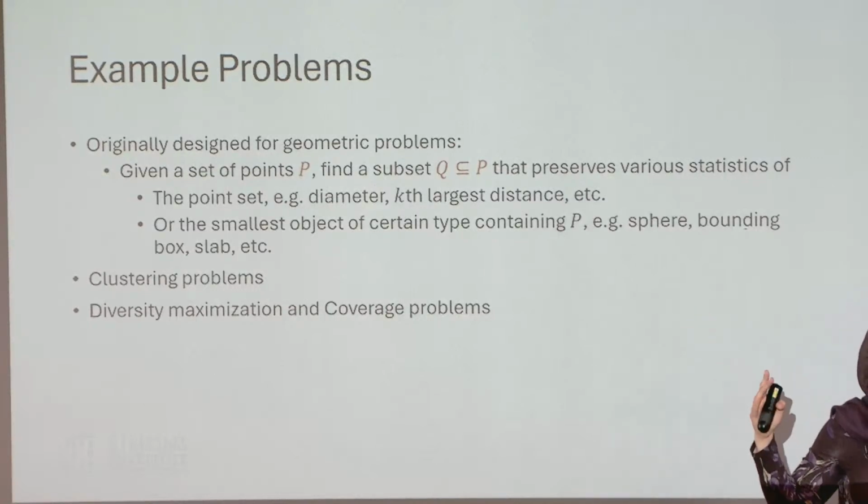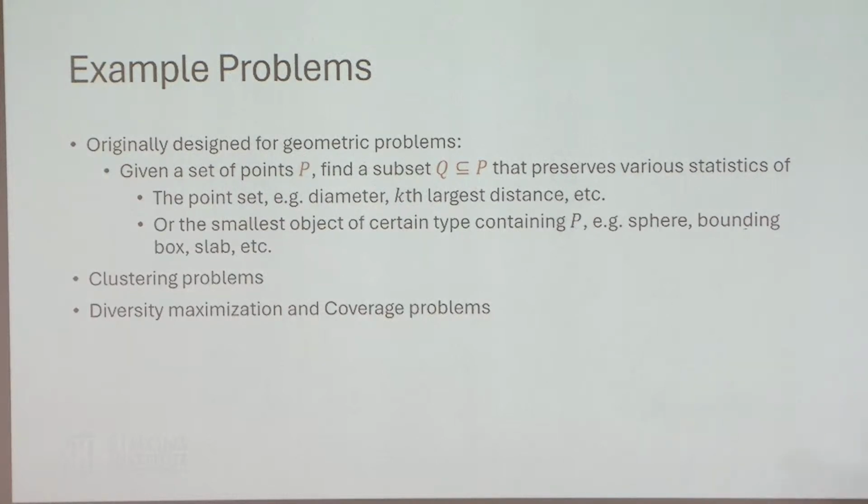For example, you have a data set of points, and you want to preserve some properties of this data set, for example, the diameter or the kth largest distance, and so on. Or basically some statistics about the smallest object of a certain type that encloses your point set. Okay? For example, what is the radius of the smallest ball containing the points, or the smallest slab containing the points, and so on. So it's important in the context of shape fitting. So for example, you might want to find out what is the best subspace that all the points lie on, approximately.